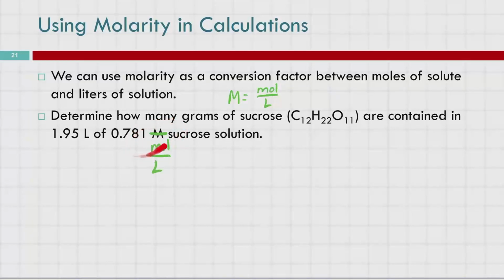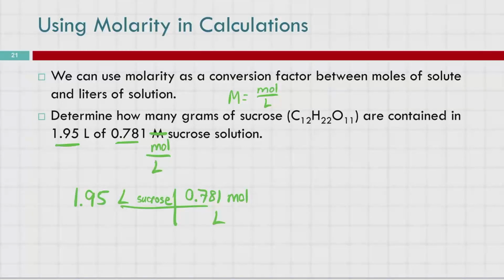So I'm generally not going to start problems with capital M. Liters is just 1 unit. So I will usually start with liters. So 1.95 liters of the sucrose solution times 0.781 moles. The liters gets kicked to the bottom, so the liters cancel. This tells us, without doing any algebra, that we multiply these and the liters will cancel out, and that will give us moles.